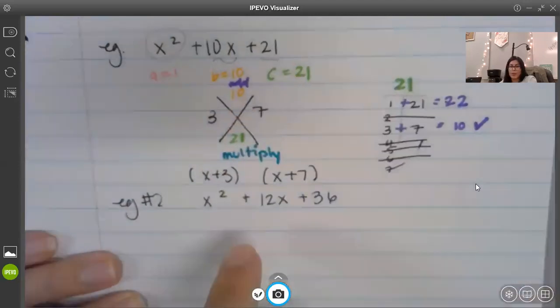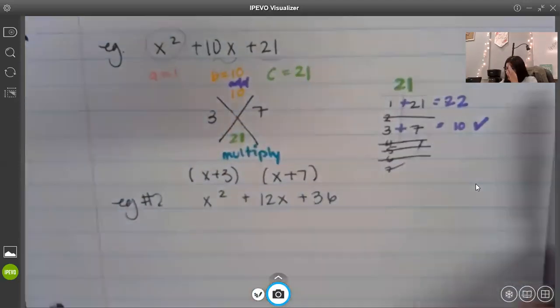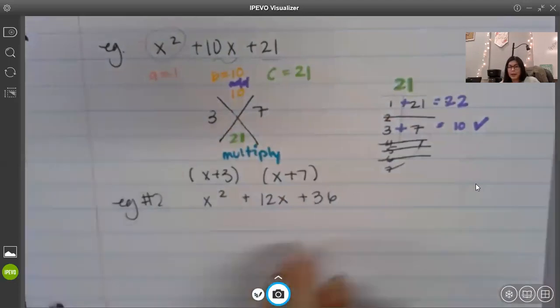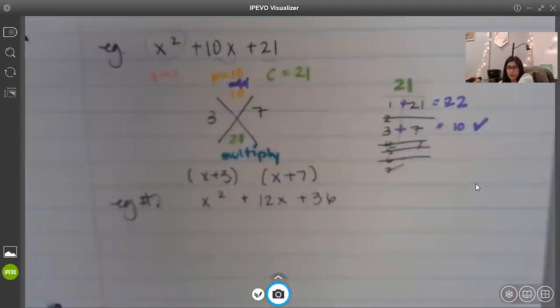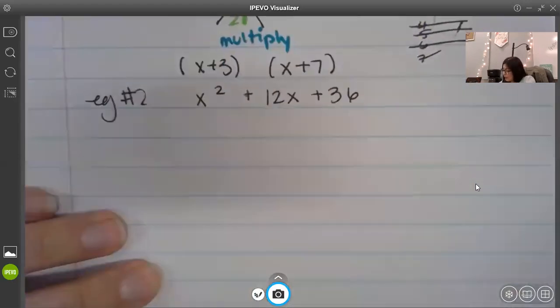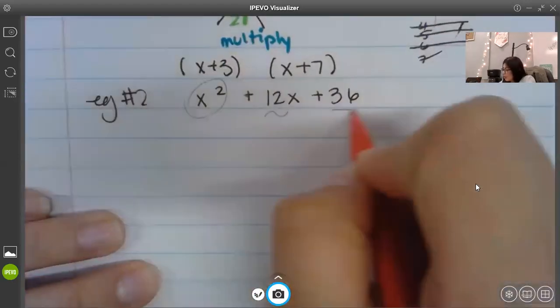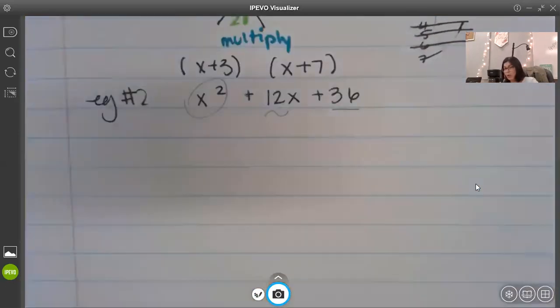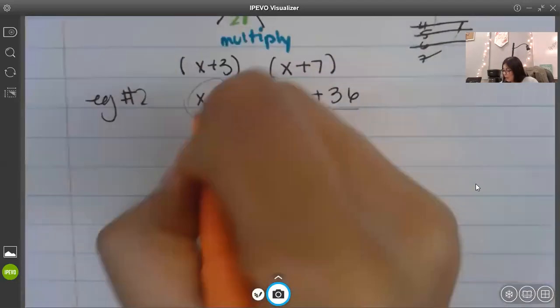Okay, so for this one, I'm going to do the same steps. I'm going to do A, B, C. I'm going to make my X. I'm going to make a list of factors. So circle, squiggly, underline. So my A, remember that this is really, really important because if you do this wrong, everything else after that is going to be wrong.